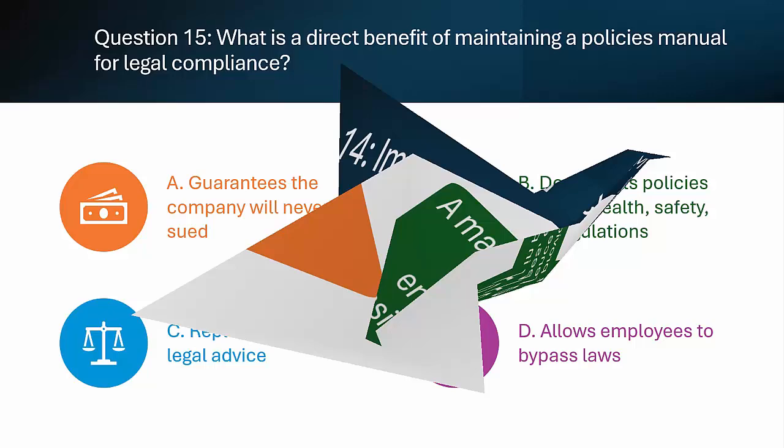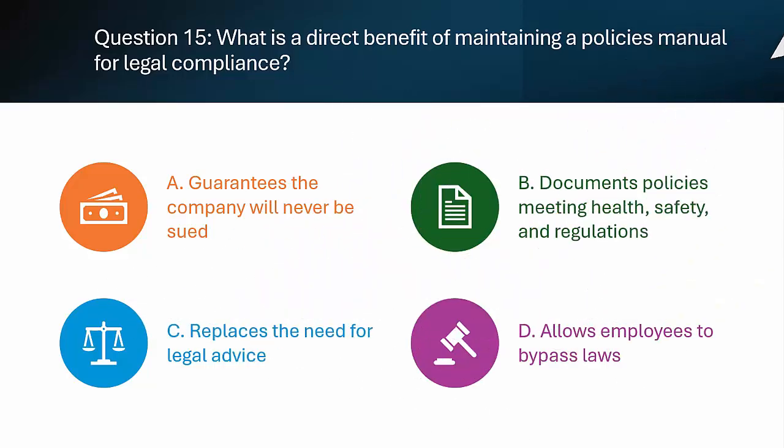Question 15. How does a policies and procedures manual help with legal compliance? Which of the following is a direct benefit of maintaining a policies and procedures manual regarding legal compliance? A. It guarantees the company will never be sued. B. It can document that the company has policies meeting health, safety, and other regulations. C. It replaces the need for external legal advice. D. It allows employees to bypass certain laws since procedures are documented internally.